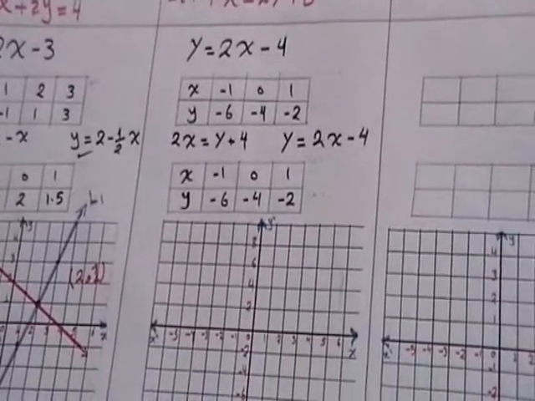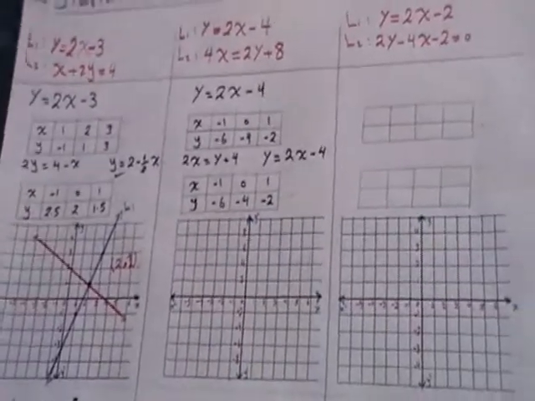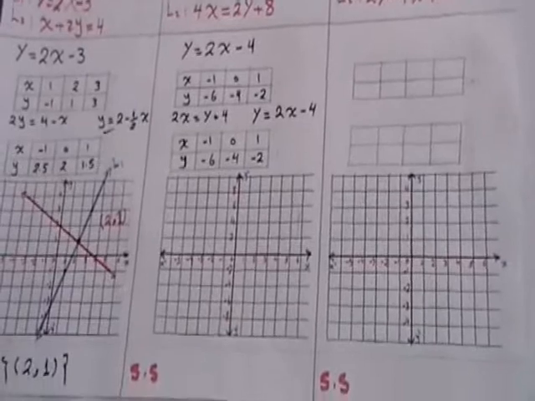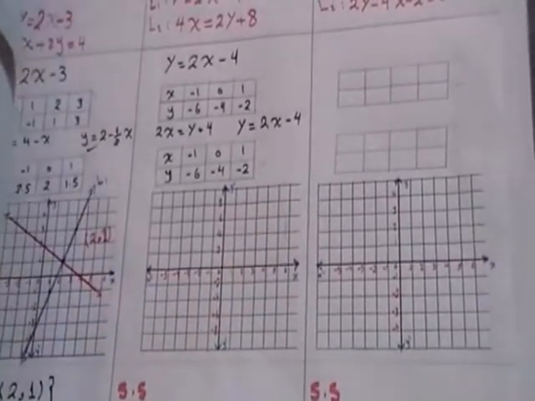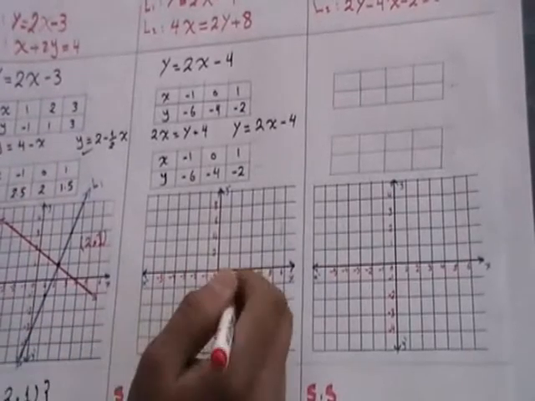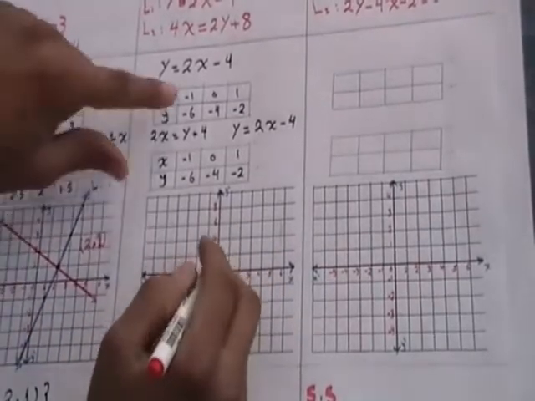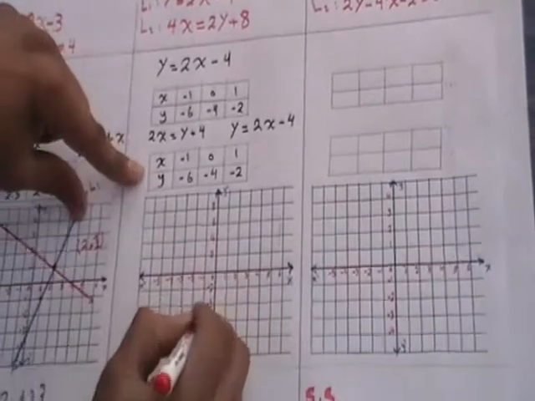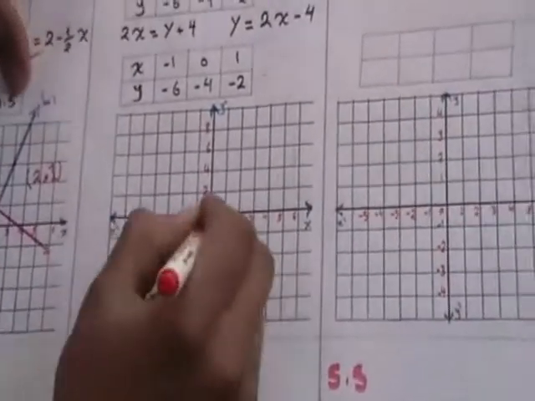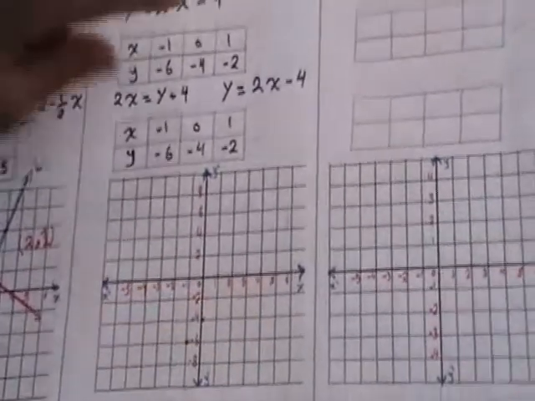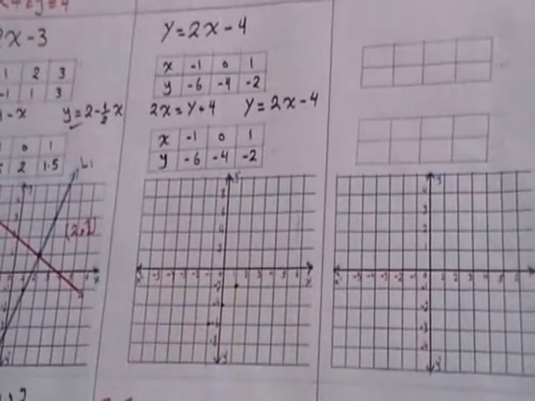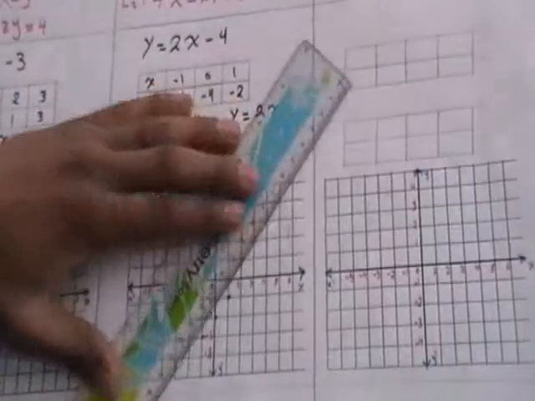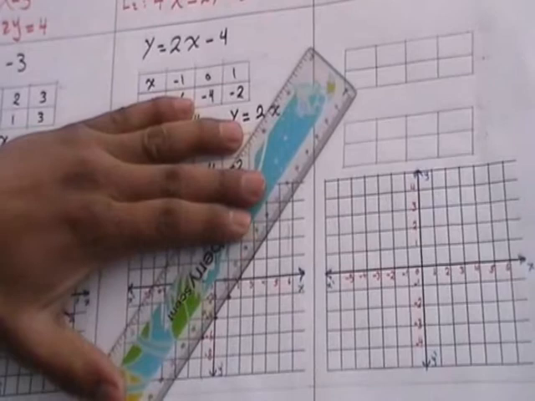After that, substitute for these values on the graph. Having the two equations, -1 and -6, so you will put the point here. After that, 0 and -4, you will put the point here. 1 and -2, you will put the point here. Then join between them like this.